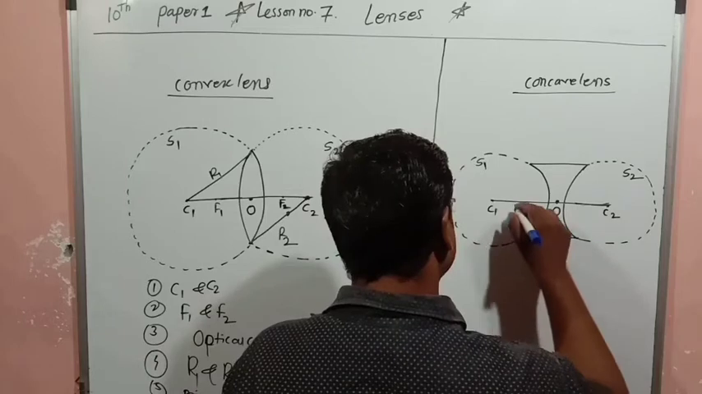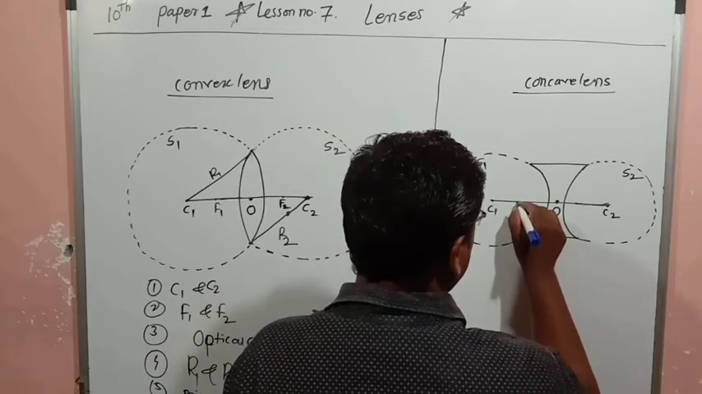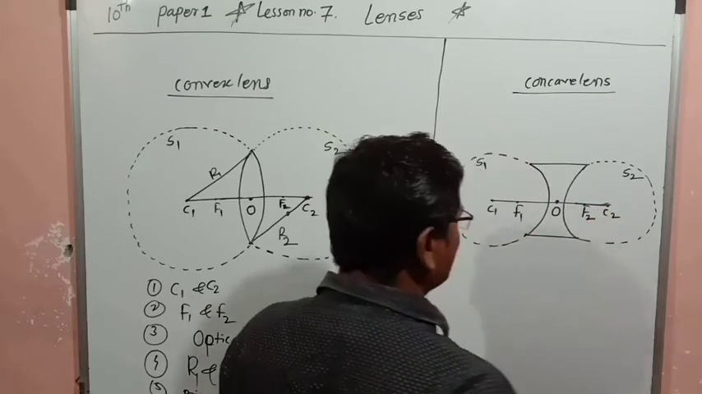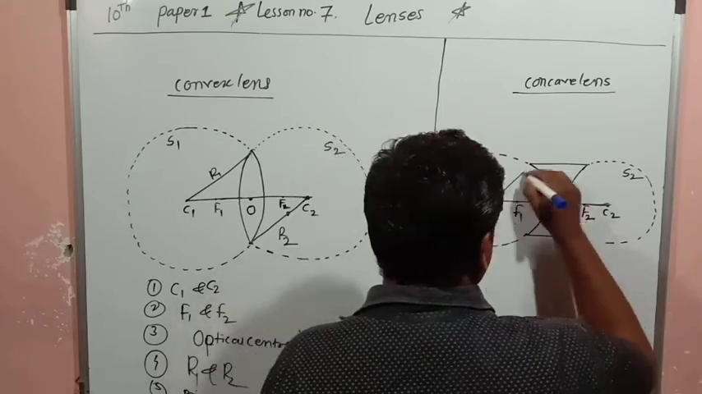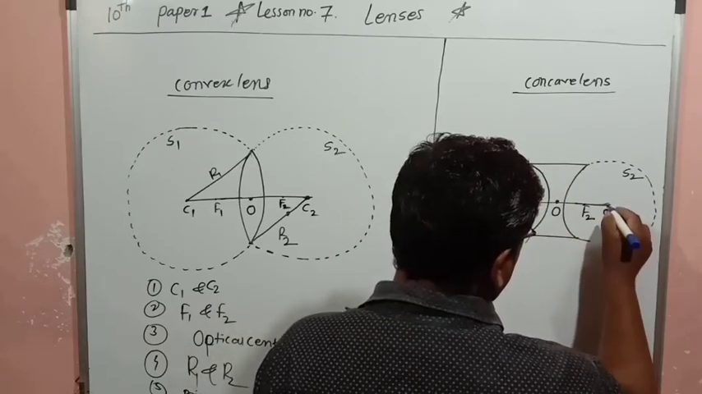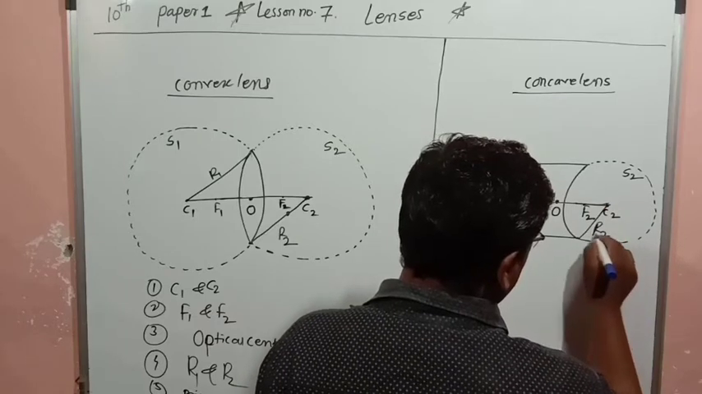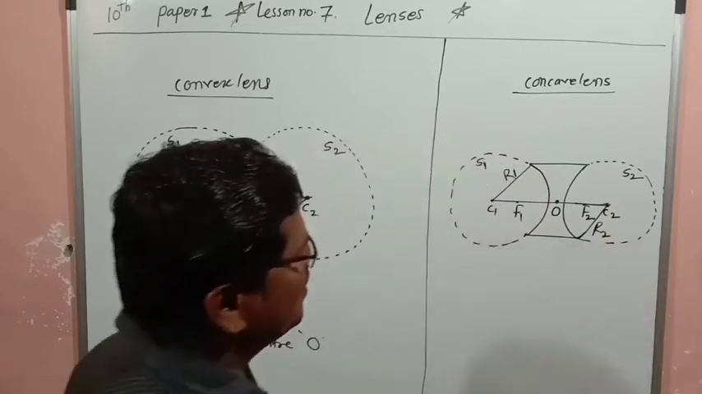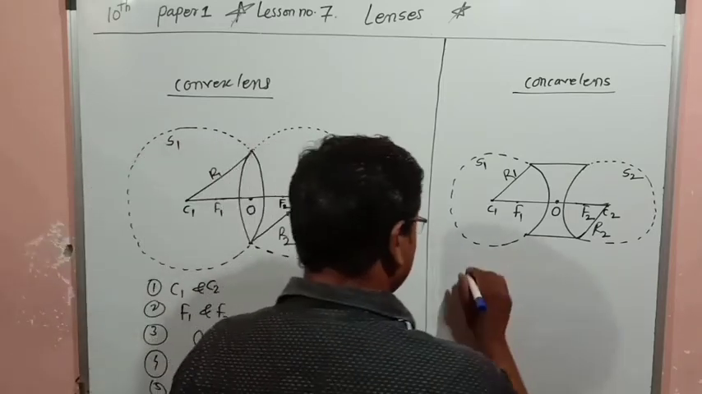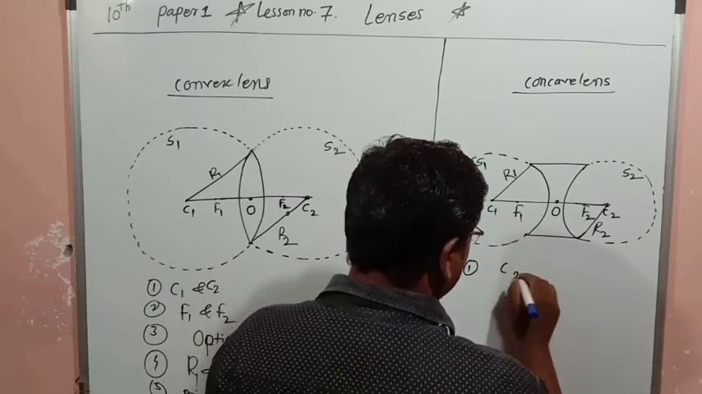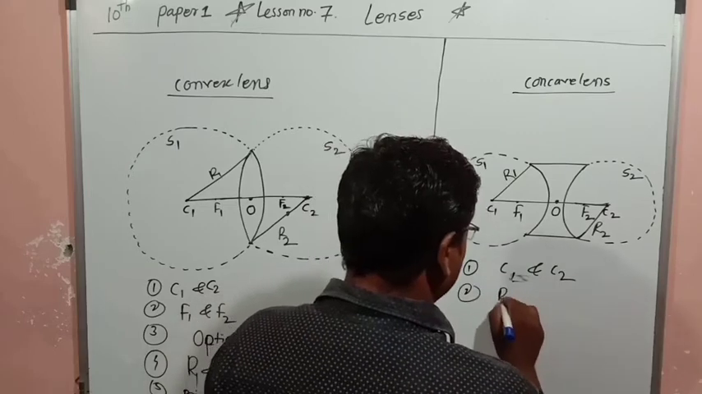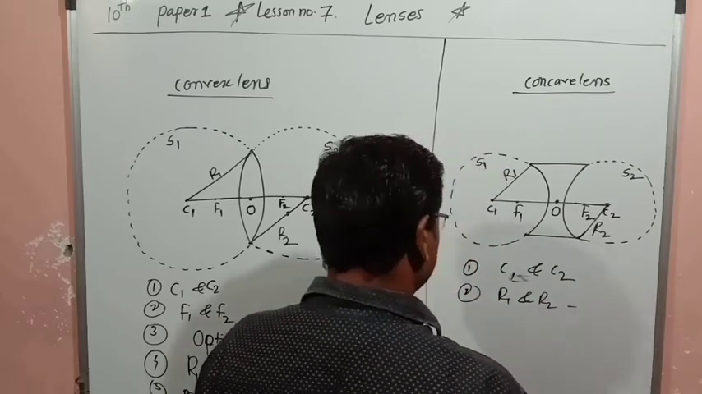Again, one more thing: here will be principal focus F1, here will be principal focus F2, and this one will be radius of curvature R1, and this one will be radius of curvature R2. So like this way, the same points are there for each lens. First, there are C1 and C2, two centers of curvature. Second, R1 and R2, two radii of curvature.